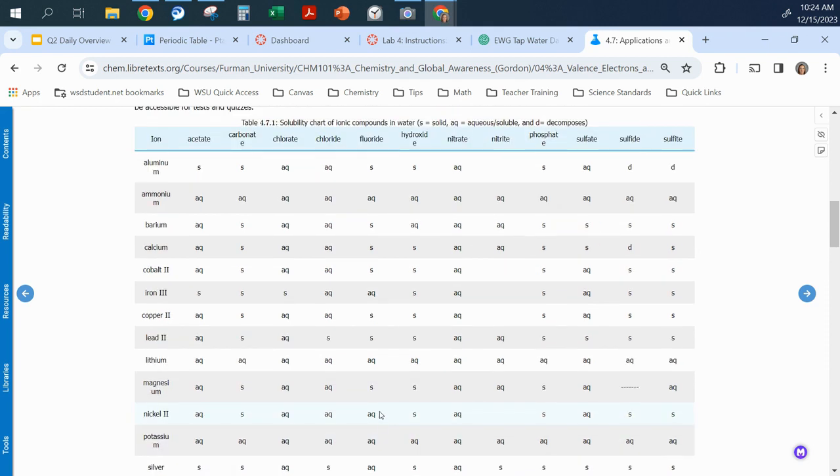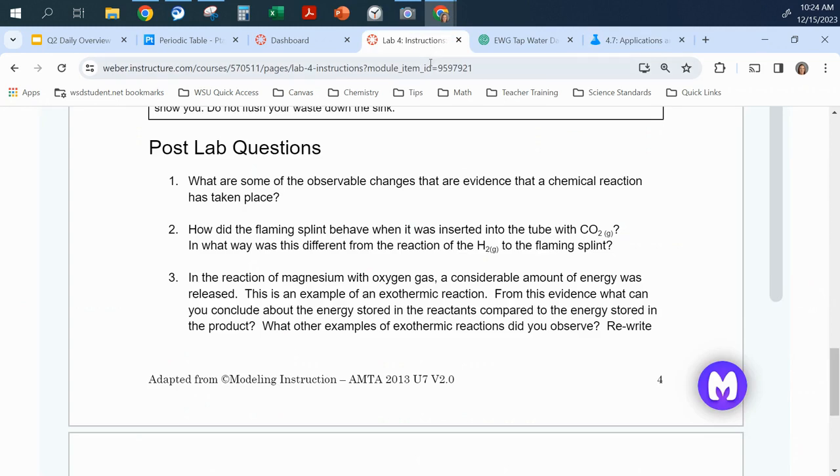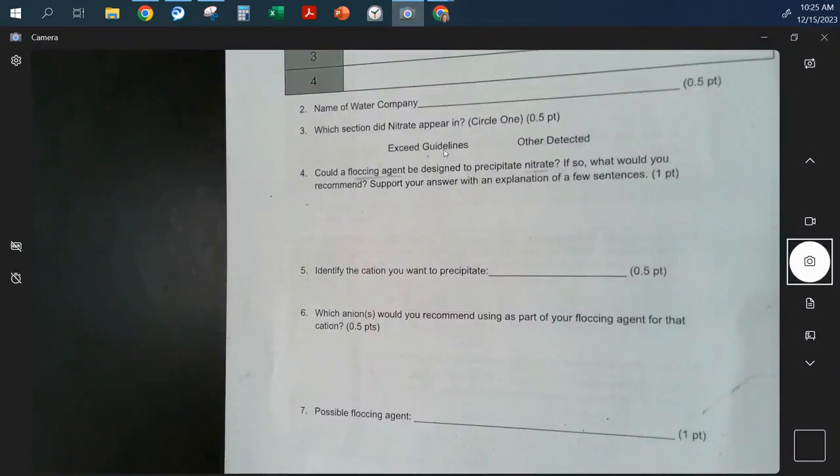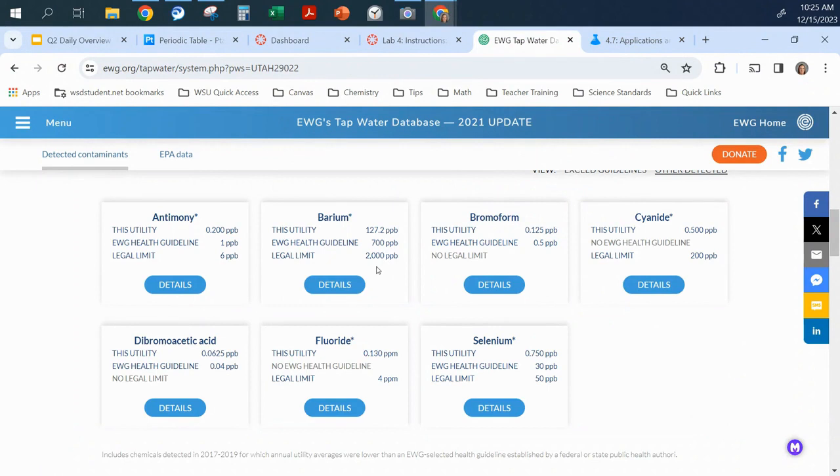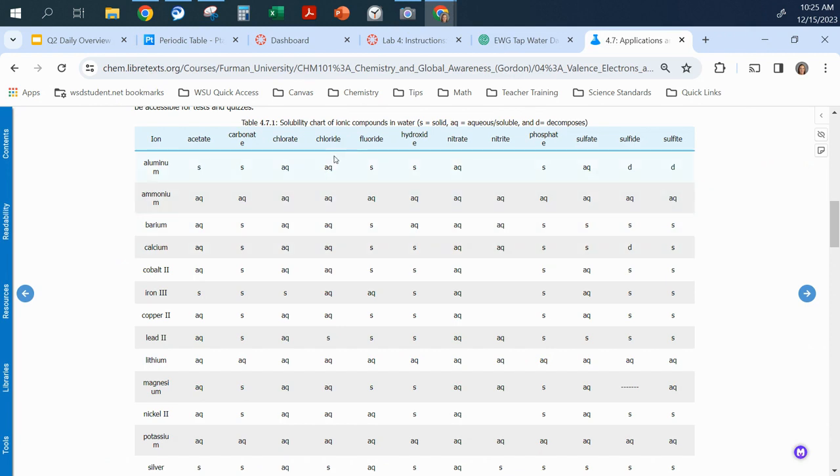You're picking something on the chart and you're saying, oh, let's go back here. Identify, oh, it says a cation. Well, I picked an anion. So let's go back. So I think the only cation that we can precipitate with our list is barium. So let's go back to our chart. If we wanted to precipitate barium, we would pick barium as our cation that we want to precipitate. And then we look through this row. Is there anything that would make barium precipitate?